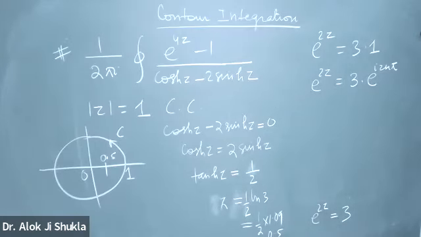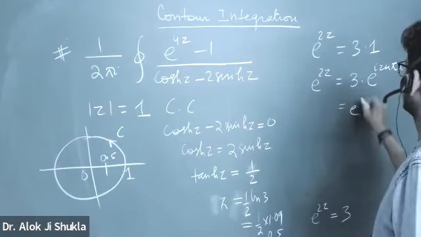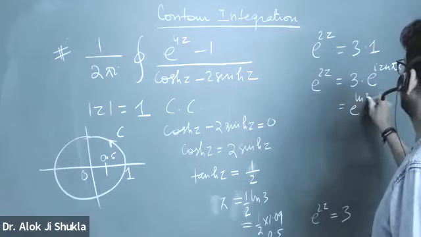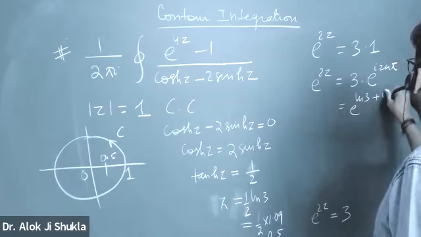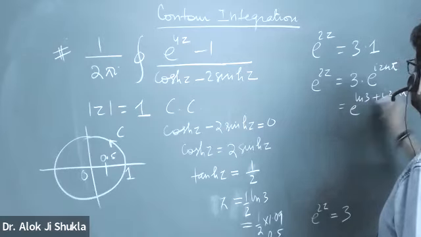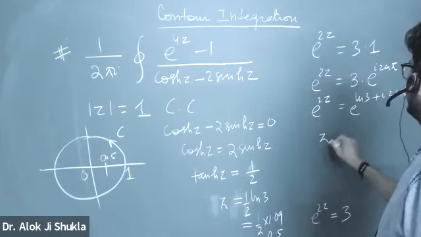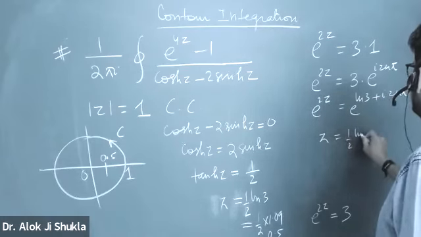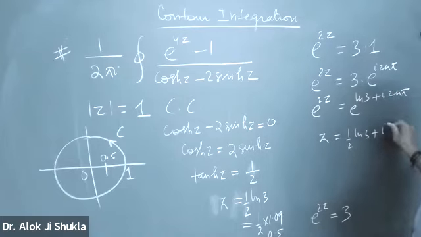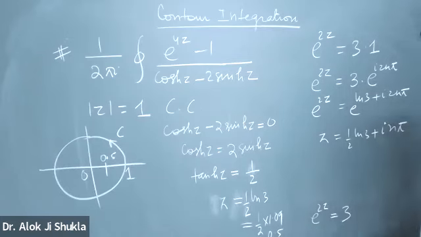Yes, sir. And this 3 can be written as e to the power ln 3 plus i 2n pi, which is equal to e to the power 2z. So z can be written as 1 by 2 ln 3 plus iota n pi. This is the possible general value. Yes or no?